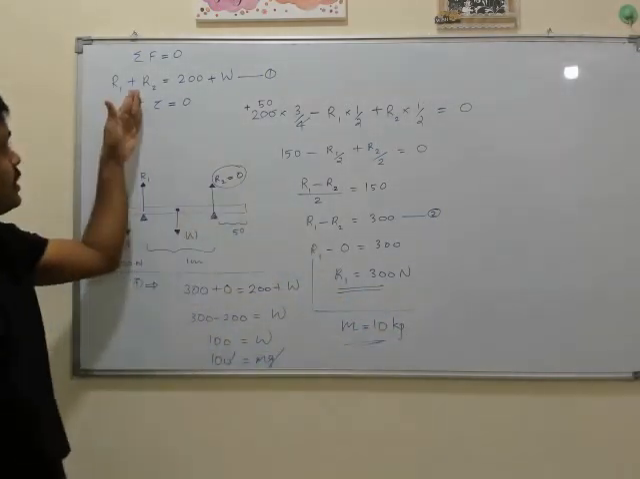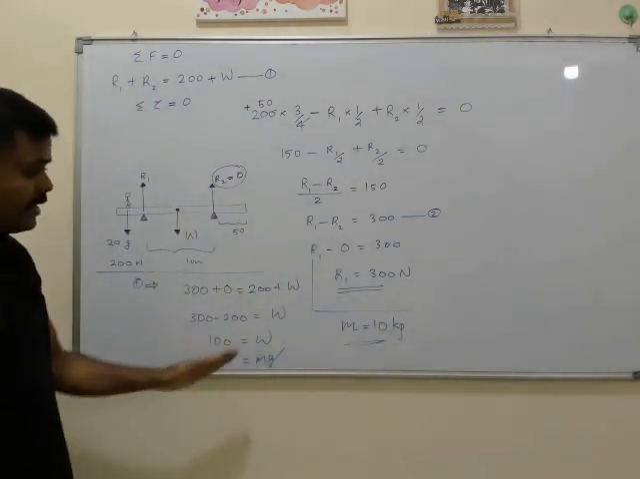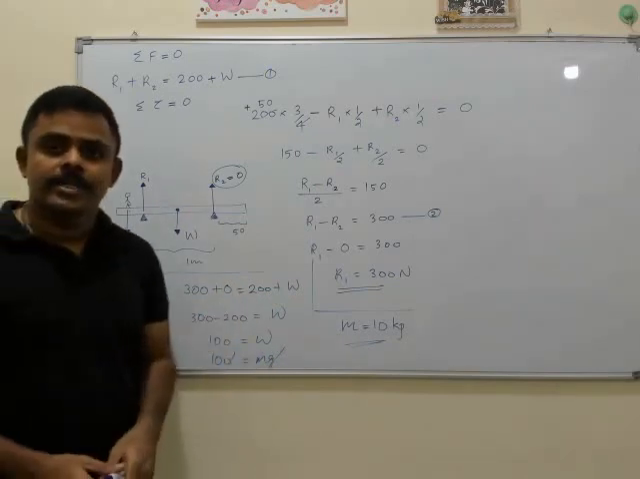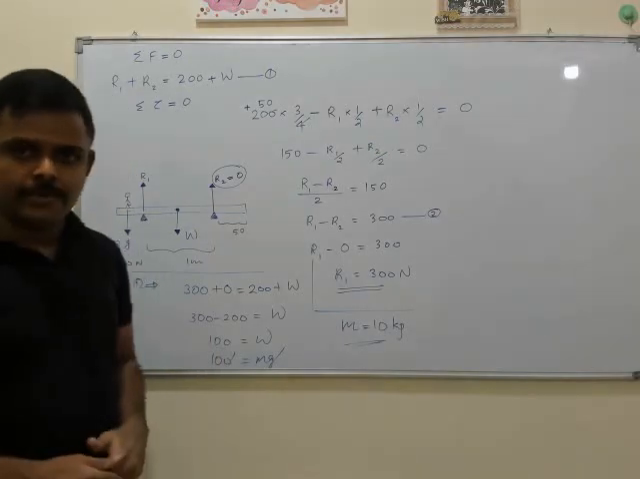Put it back in this equation, solve it, and you get weight equal to 100, that is mg equal to 100, or m is equal to 10 kilogram. Mass of the rod is 10 kilogram. Okay.